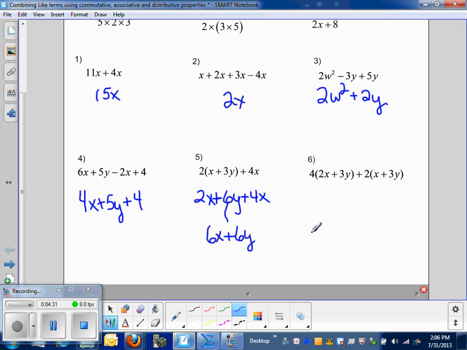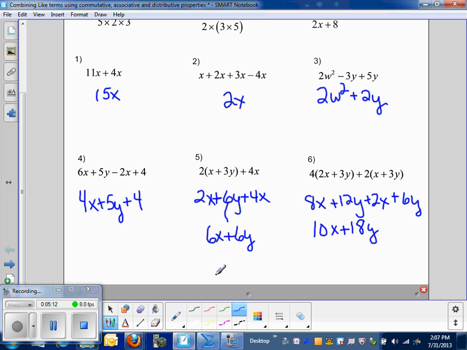In the last one, we have 4 times the quantity 2x plus 3y, plus 2 times the quantity x plus 3y. So we get to use the distributive property twice. So we have 4 times 2x is 8x, plus 4 times 3y is 12y, plus 2x plus 6y. So now we have 4 terms, 2 variables, so we're going to combine the x's. 8x and 2x is 10x, and 12y and 6y is 18y.